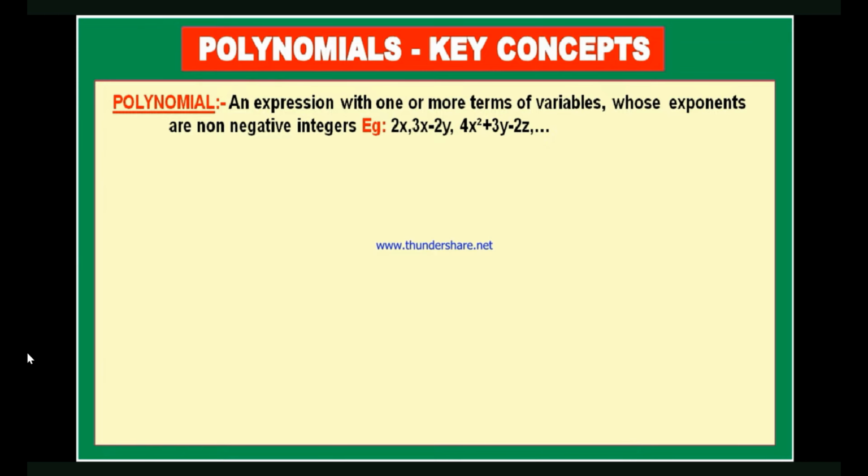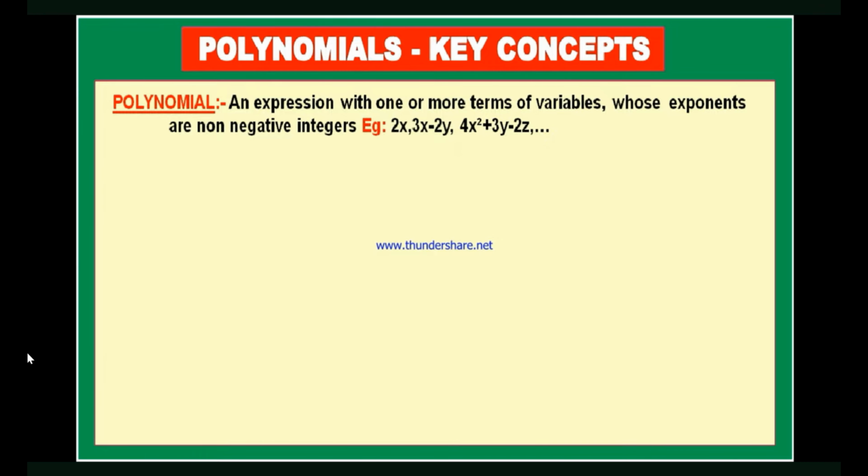Why? Because all these three have either one term or more than one term, and they have variables and the exponents of the variables are non-negative integers. Therefore, they are polynomials. Can you give an example for an expression which is not a polynomial? An expression is said to be a polynomial only when the exponent of the variable is a non-negative integer. If the exponent of the variable is a negative integer, then it is not a polynomial. For example, 2x power minus 1. How can you write 2x power minus 1? It is nothing but 2 by x.